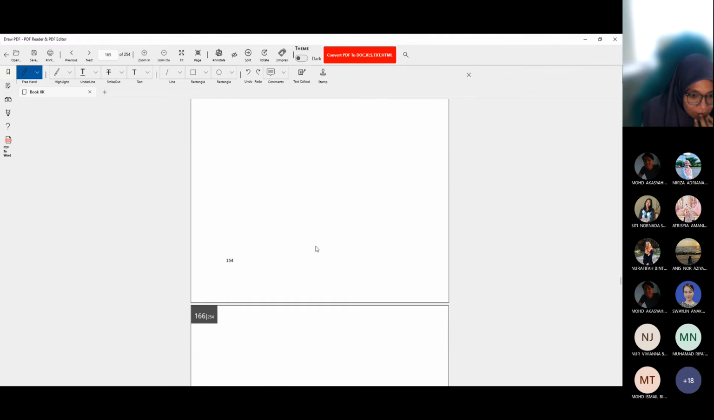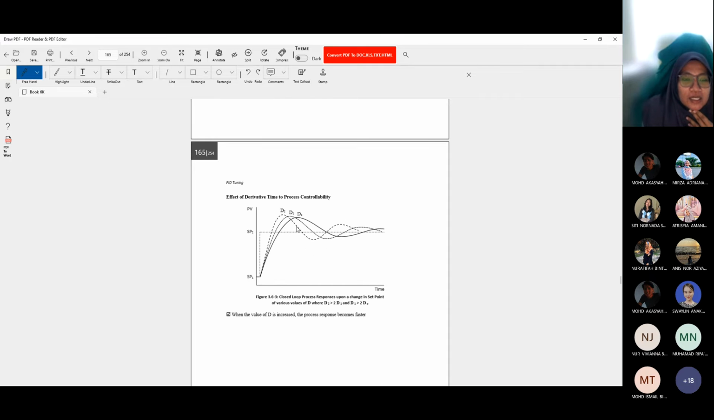Boleh, boleh. Okay, the last one, which is this one, derivative time. So derivative time macam you buat tadi, sebab derivative time towards PV is when D increase, PV would increase. Why? Because D is directly proportional to MV. When D increase, MV increase. MV increase, PV increase. So you can see that bila you increase the value of D, it will shift the response to the left. Dia lagi cepat lah. Boleh? Boleh, madam.